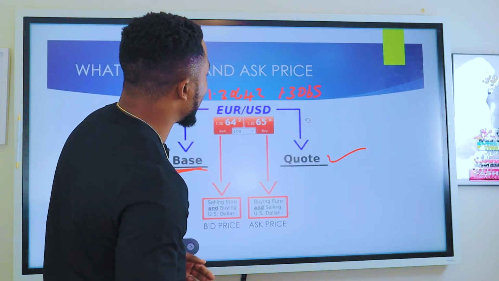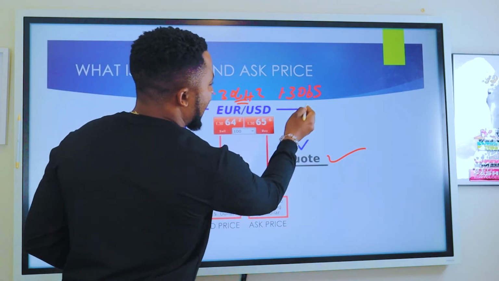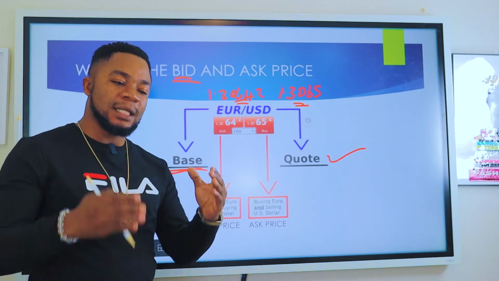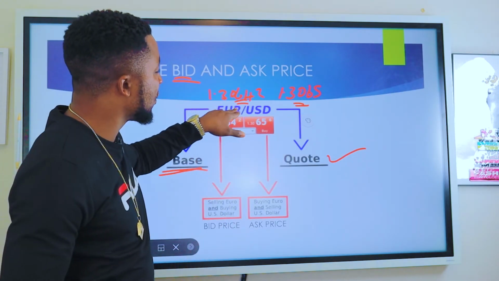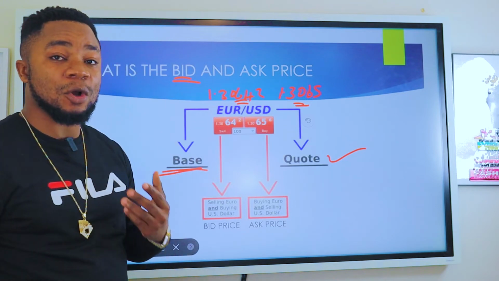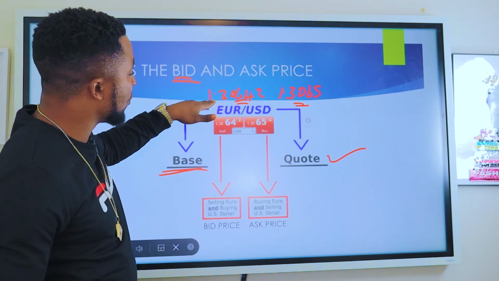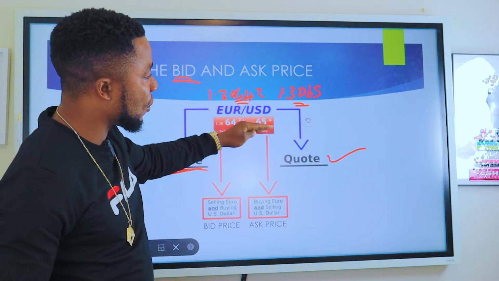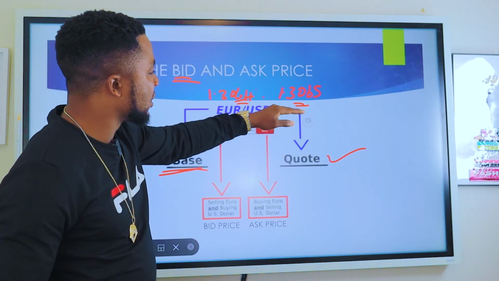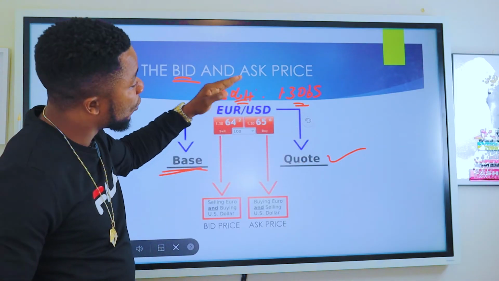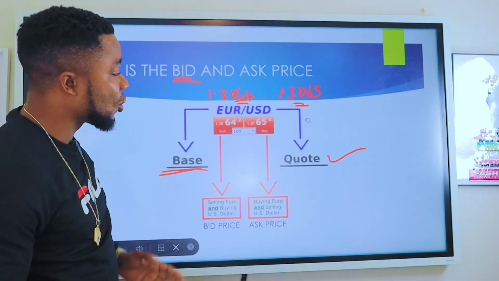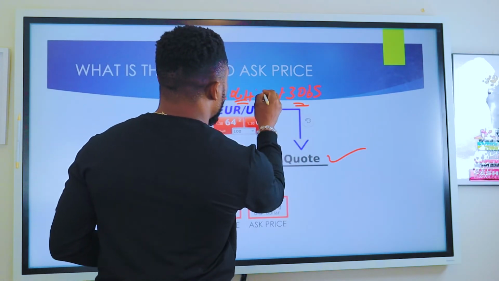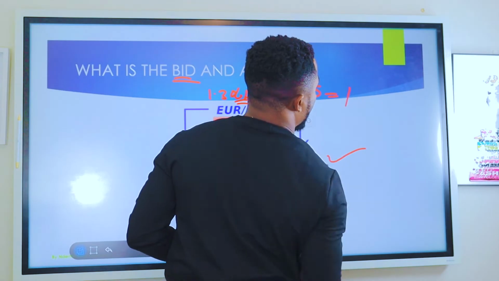Now the difference between the bid and the ask price is what they call the spread. For this example, the first price, the bid price, was 1.3064, and the second price, the ask price, was 1.3065. So what is the difference between the bid price and the ask price? If you subtract one from the other, you have 1.